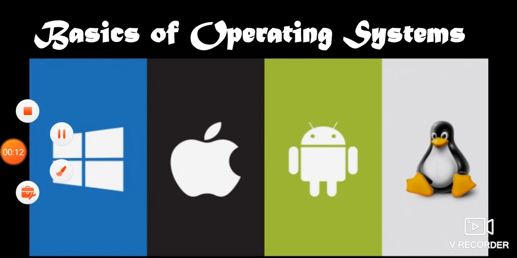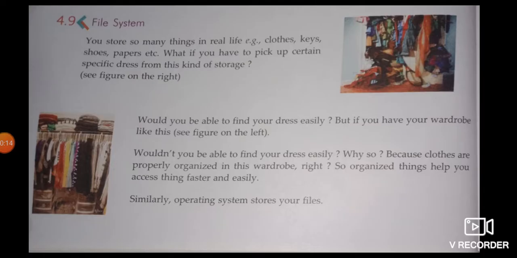Today in computer class, I will explain the last topic of chapter 4, a file system. A file system is a part of the operating system that is responsible for organizing and retrieving files from a storage device. In our daily life, we store many things, like clothes, keys, shoes, paper, and many more. Now look at these two pictures, this one and this one.